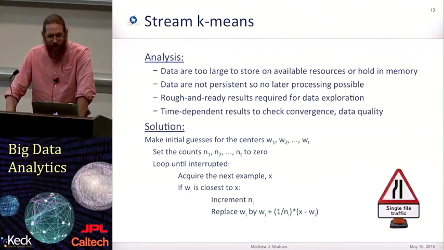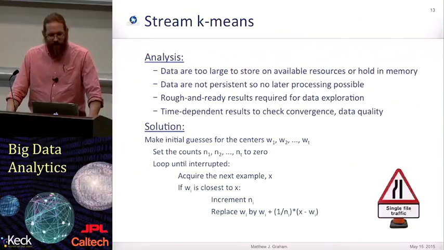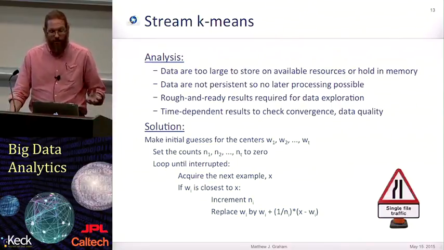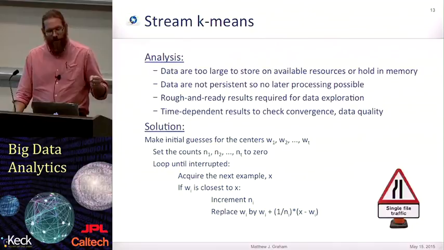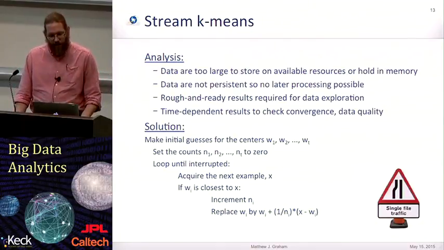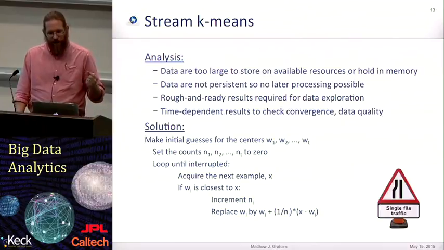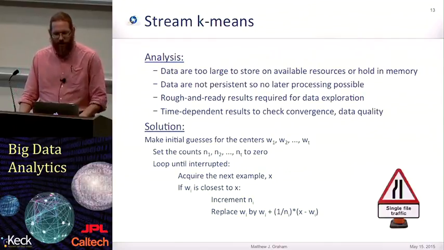So a way to have an online or a streaming algorithm of k-means is that in this case you would make initial guesses for your cluster centers, and then you set a number of counts for each cluster center to 0, and you start looping in the following way. You get the next piece of data, you find the center that's closest to it, you increment the count of the cluster, and then you replace the cluster center by a weighted term and an incremental term, which is given by the expression there.